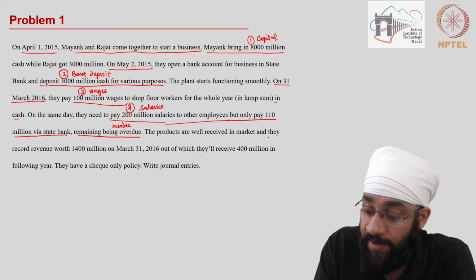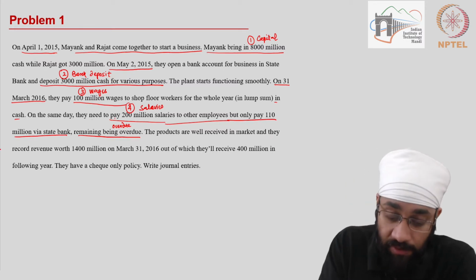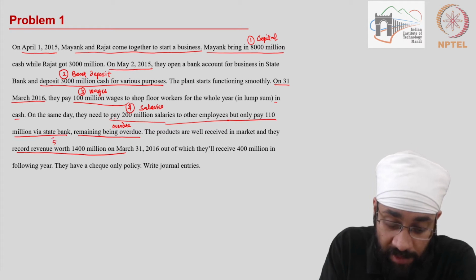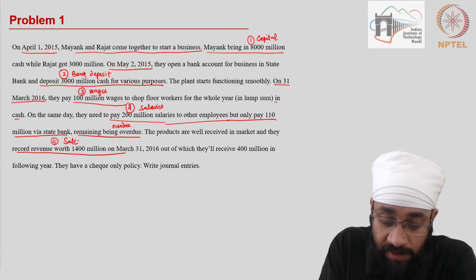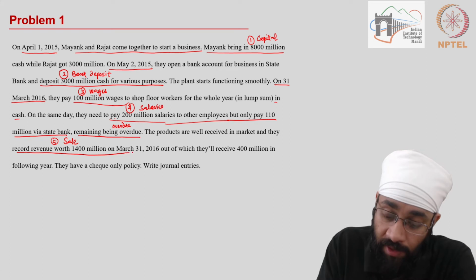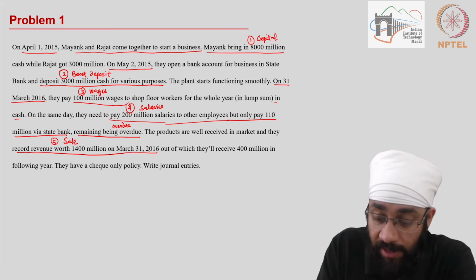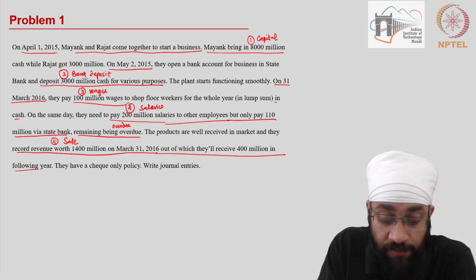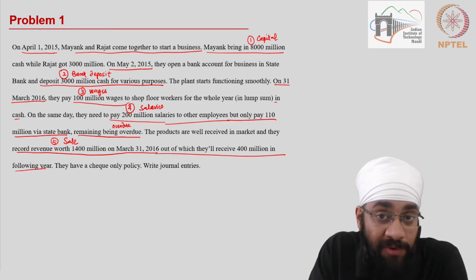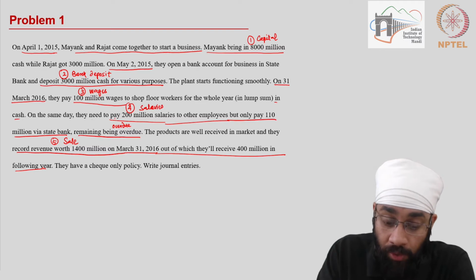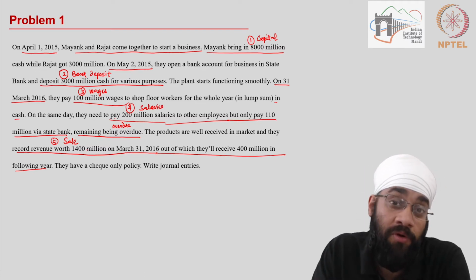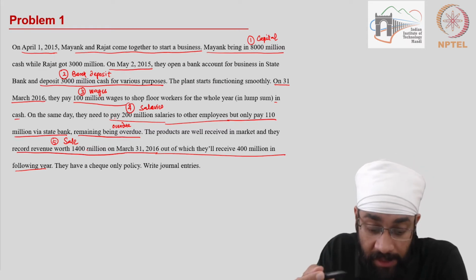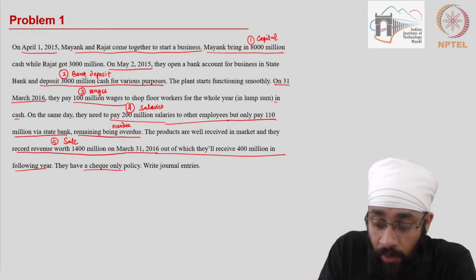The products are well received, okay, and they record a revenue. They record a revenue meaning they have received the revenue. So I'm going to write it as transaction 5 for sales on 31st March, end of the financial year, out of which they receive 400 million in the following year. Okay, not all the amount is received. I am again going to write a complex journal entry. Some amount received in cash, the rest of the amount recoverable. An asset will be created. They have a check only policy.